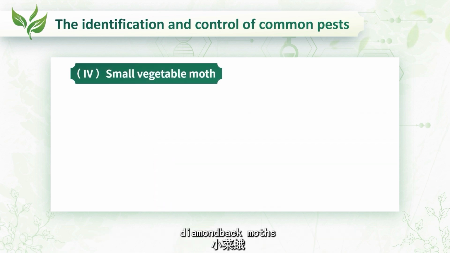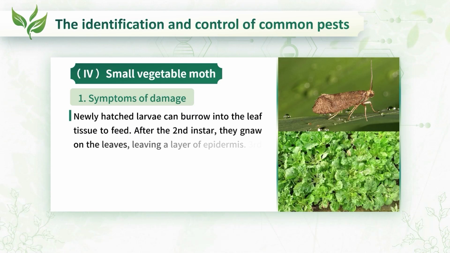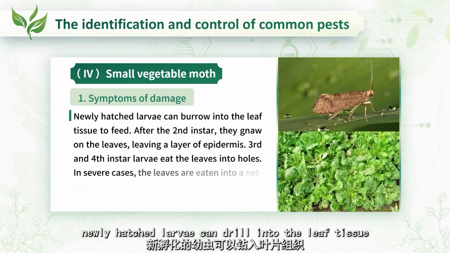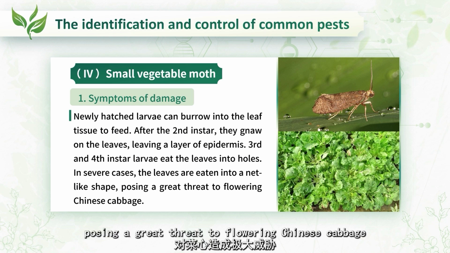4. Diamondback moths. 1. Damage symptoms. Newly hatched larvae can drill into the leaf tissue to feed on the leaf interior. After the 2nd instar, they gnaw the leaves, leaving a layer of epidermis. The 3rd and 4th instar larvae eat the leaves to form holes. In severe cases, the leaves are eaten into a net shape, posing a great threat to flowering Chinese cabbage.